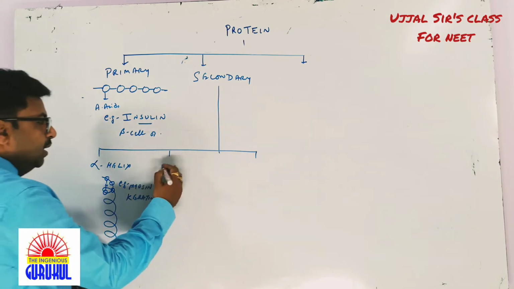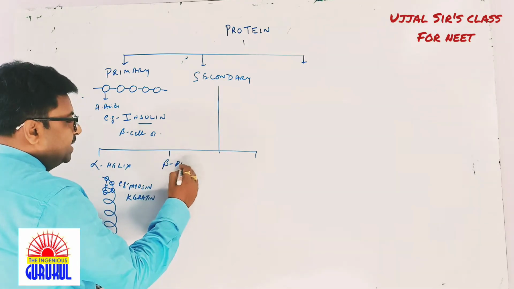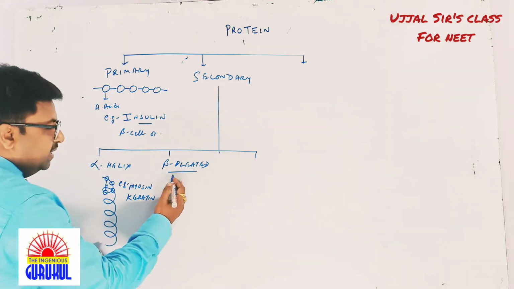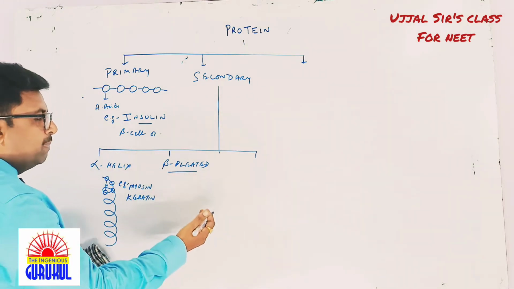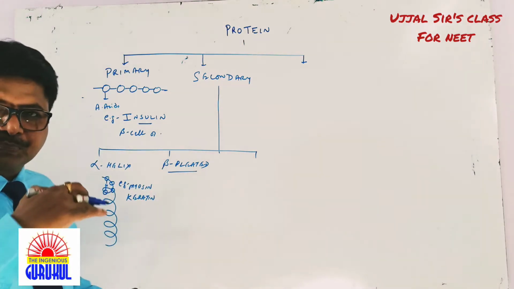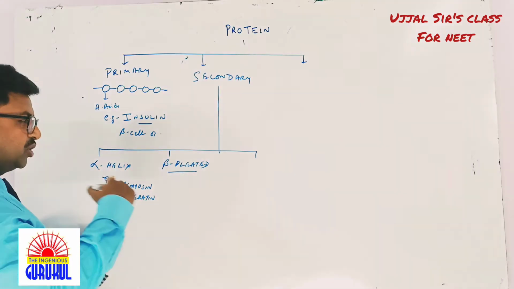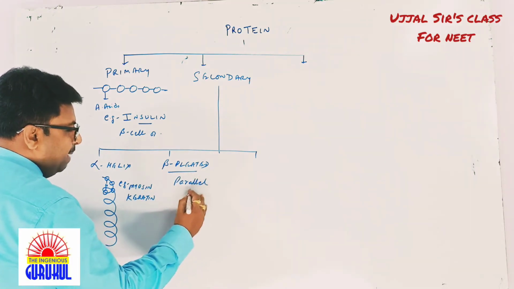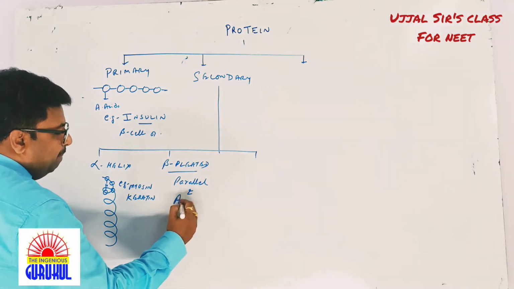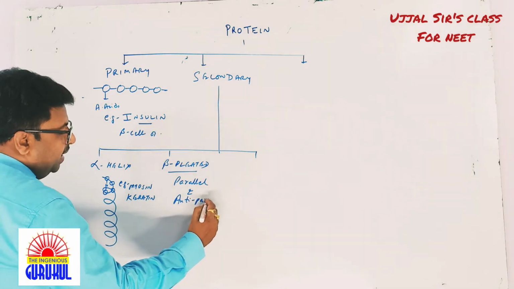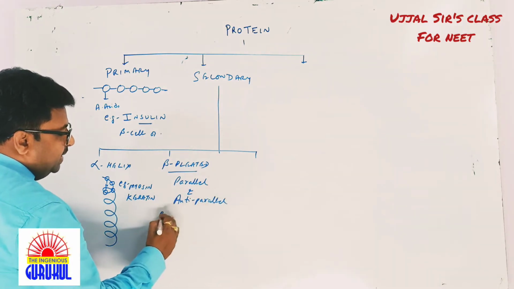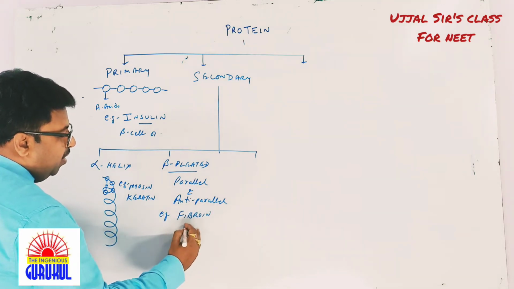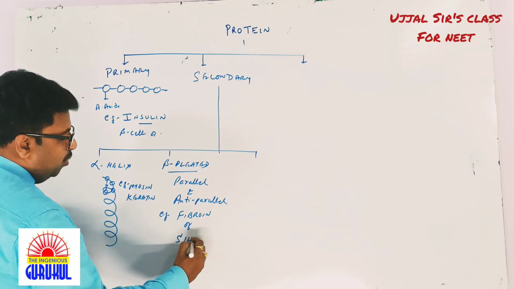So when we talk about beta pleated, the second one, under this we are going to study that two or more polypeptide chains are present in a sheet, and they are present in a parallel or anti-parallel manner. And the example of this is fibroin protein of silk.